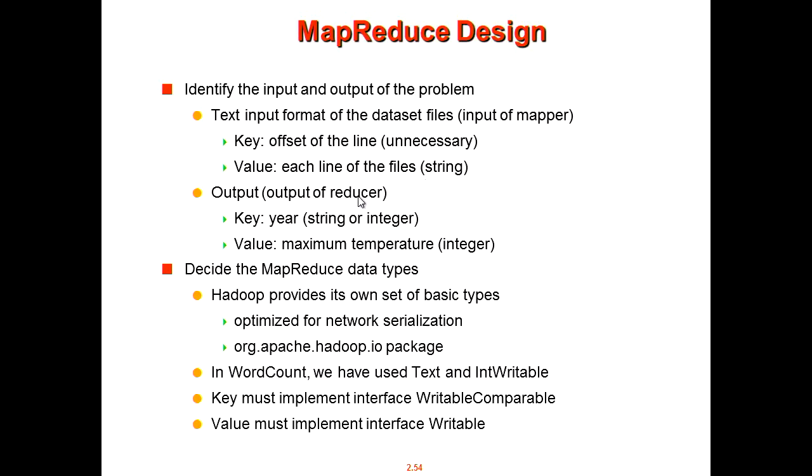And what is the output? The final output is the year and the maximum temperature, right? The year could be either an integer or just a string, a 4-character string. And the max temperature, in this example, is not a float value, it's just an integer. So we can use IntWritable to wrap the output value. So by analyzing the input and output, we can decide the MapReduce data types: Text and IntWritable for these input and output data types.